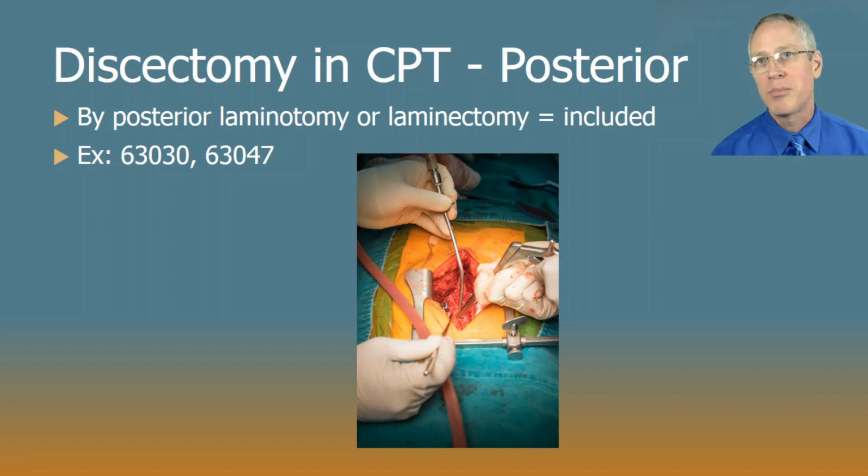So discectomy in CPT, when done posteriorly, which it often is for herniation, as posterior herniations are the ones that cause problems. If done through a laminectomy or laminotomy, it's effectively included in the code 63030 or 63047 for a lumbar. The cervical discs are hardly ever approached posteriorly, so a posterior discectomy, you are almost guaranteed to be looking at a lumbar. Now there are variations of this, not through the lamina, but through the foramen itself. So we'll come to that.